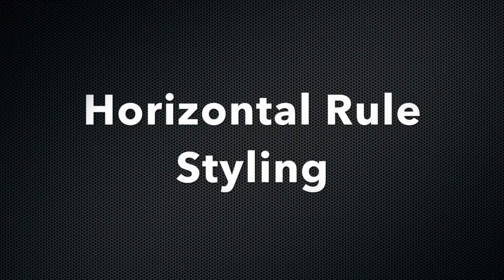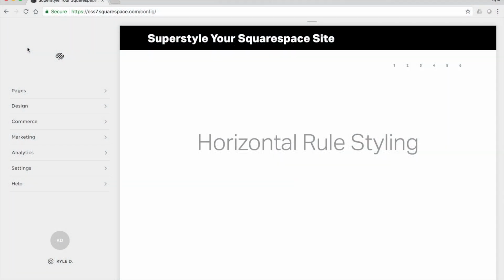So the first CSS snippet we'll be inserting will be for horizontal rule styling, or as Squarespace likes to call it, a line block. Line blocks or horizontal rules are commonly used to break up text or section off headings or just create space on a website.